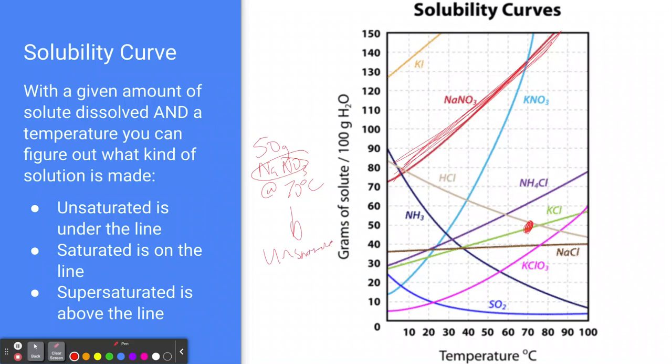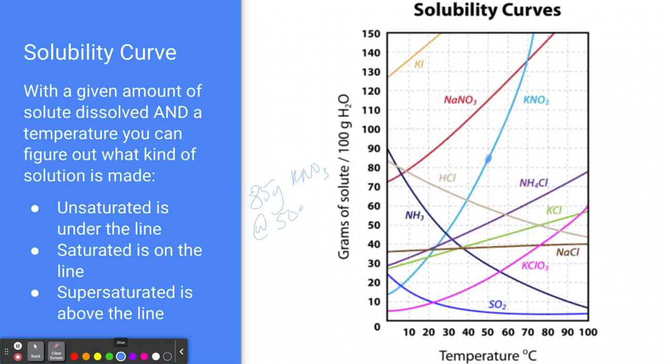Now, let's say there was a point that landed directly on the line. Let's say that it landed right here. So let's say that we dissolved 85 grams of KNO3, potassium nitrate, at 50 degrees Celsius. That would be what we call a saturated solution.